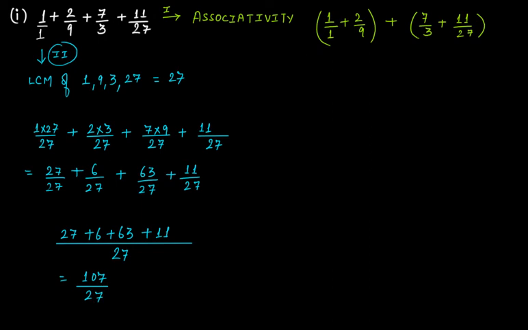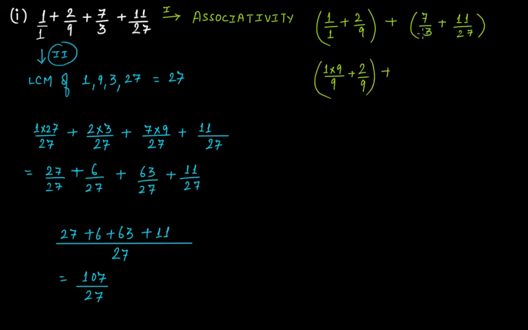If you want to solve this one, let's do this. This is 1 over 1 plus 2 over 9. If you take the LCM of 1 and 9, you get LCM as 9, right? So in this, if you want the denominator to be 9, then we'll have to multiply this numerator with 9. Plus, it's already 9, so simply write it here.